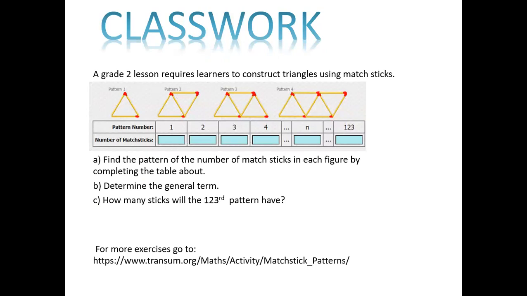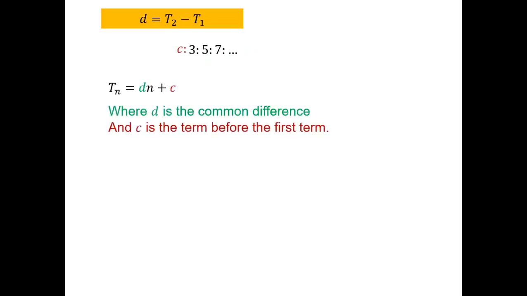Here, please note that the first pattern has 3 sticks and the second one will have 5. And the pattern here is that you keep on adding 2 to move to the next one, which is arithmetic. And these will be the solutions.